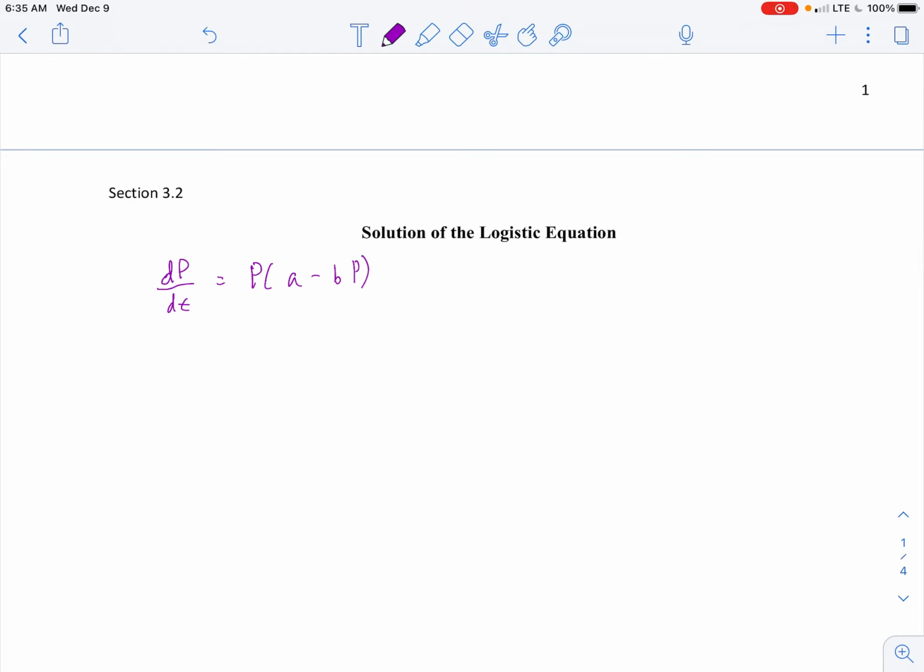One thing that's really nice about this is that it's a separable equation, so we're going to go ahead and get everything onto the left-hand side. So we have dp over p(a minus bp), and that's equal to just dt. Now, once we have all of our p's on the left side, all of our t's on the right side, we're going to go ahead and integrate.